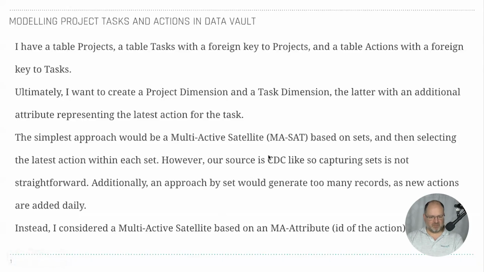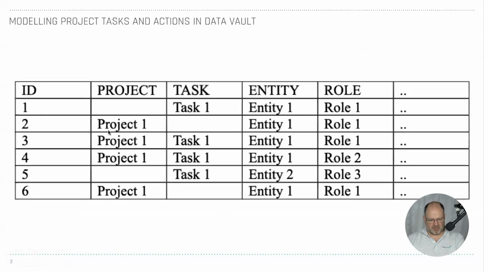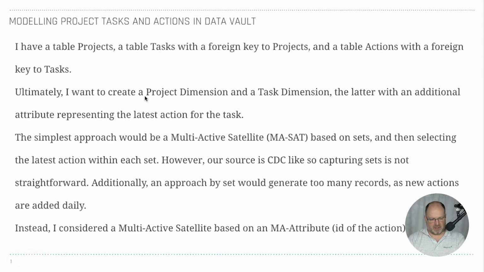All right, so we received a question here from one of the clients. Let me just show you the slide. This is about, let me just go through the question here first, then we talk about what my impression is. So I have a table projects, a table tasks with a foreign key to projects, and a table actions with a foreign key to tasks. Well, let me just quickly show you a table. So that's my understanding. We got this table here where you have references to those other tables: projects, tasks, entities, and so on. All right.